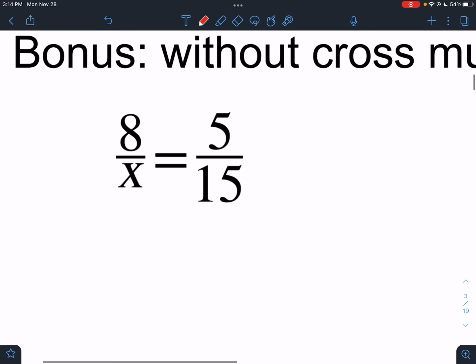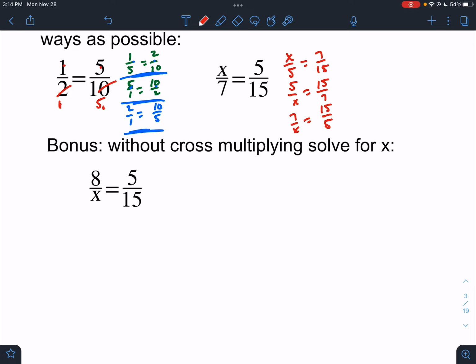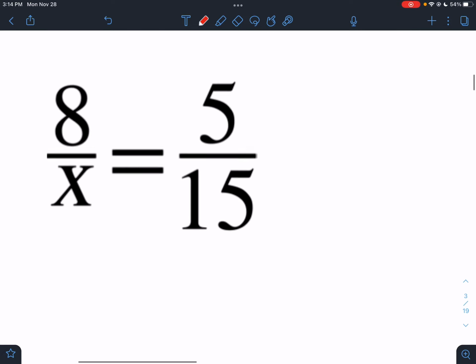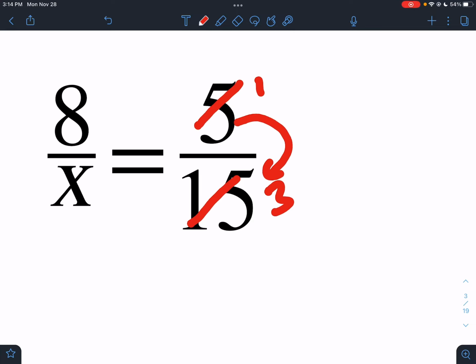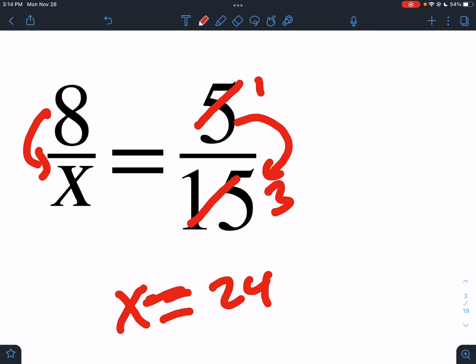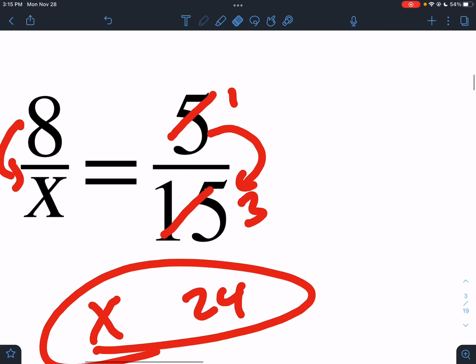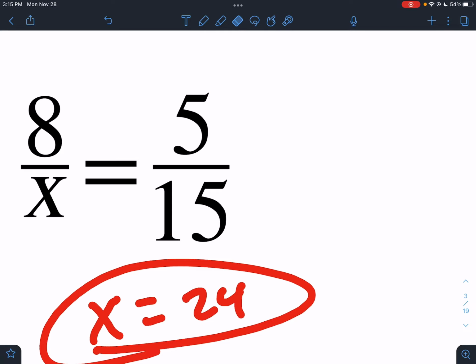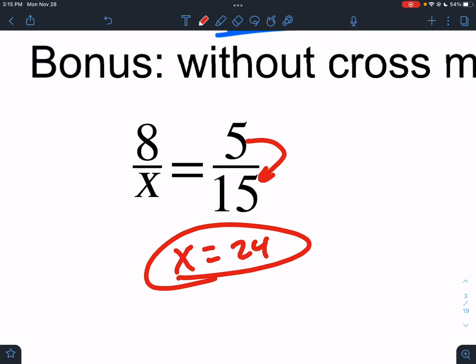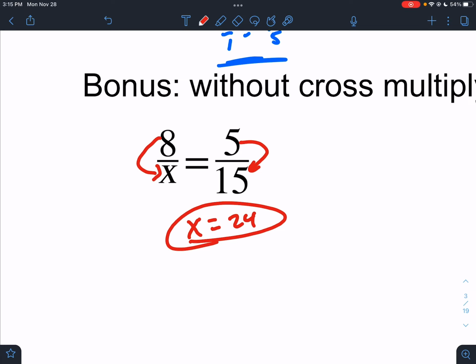How can we solve this without cross multiplying? Bonus, solve without cross multiplying. Well, if you look at this, doesn't this reduce to 1/3? So what does this ratio have to be? It has to be 1 to 3. In other words, it's 5 times 3 equals 15. So 8 times 3 has to equal 24. A big deal with proportions is staying consistent. As long as you keep doing the same stuff, there's a great chance you're doing it right. So over here, to go from top to bottom, how do you go from 5 to 15? You do times 3. So yeah, that's what you have to do over here as well.